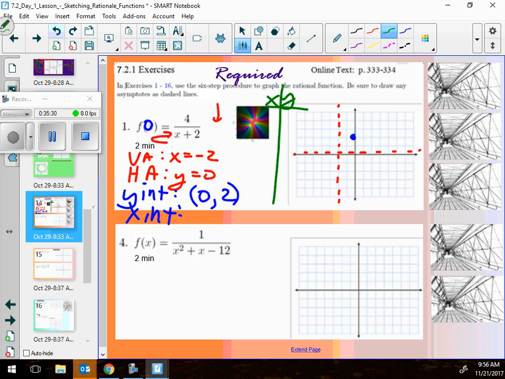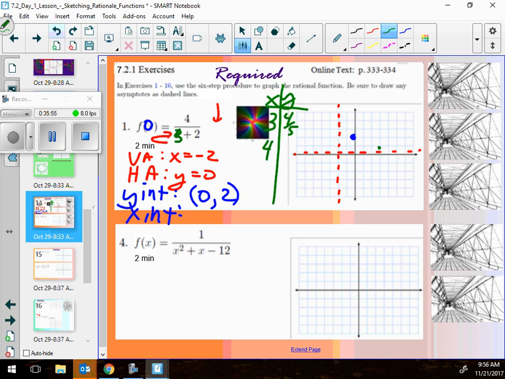All right, so I'm going to stick in a few numbers here. I'm going to put in, let's say, 3, and see what I get. 4 over 3 plus 2 is 5, so 4/5. 3 comma 4/5. I don't exactly know where that is. 3 comma 4/5 is kind of like about there. I'm not going to be too strict with you on exactly where 4/5 is. A little less than 1.